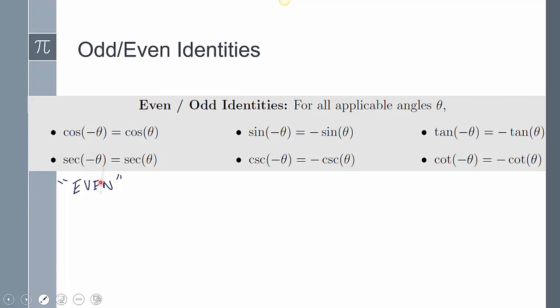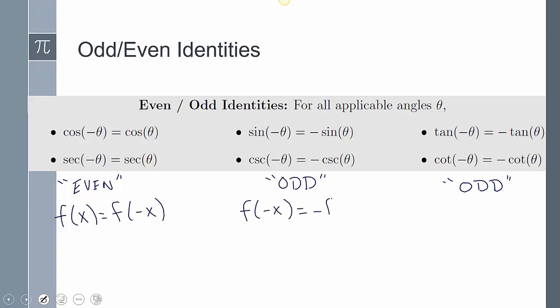Now remember, this is like an even function. These are odd because they follow that pattern. For this one, f of x equals f of negative x, and this one is f of negative x equals negative f of x. So those follow that pattern there.